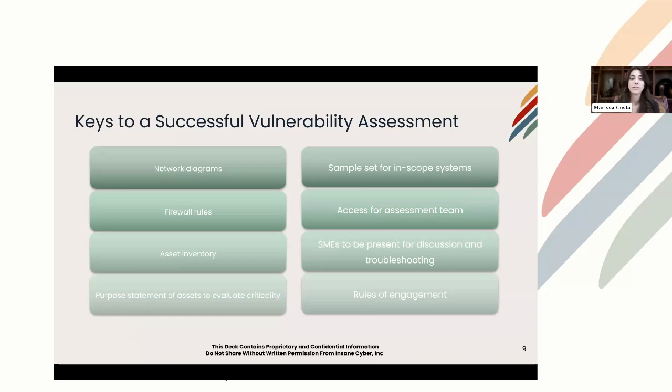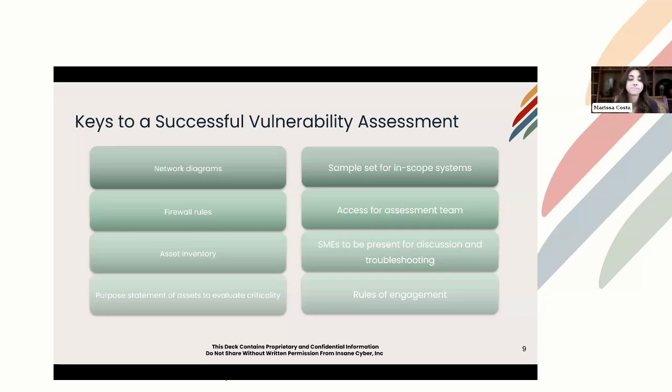So to break those down, things that a team is going to need are network diagrams of the in-scope environment and its assets. Firewall rules are also really important, so they can perform things like firewall rule analysis and report on anything there. Asset inventory, this should include both the hardware and software of the assets in the environment that you want tested, and also things such as IP addresses, host names, make and models of assets, and maybe any domain information if that's applicable.